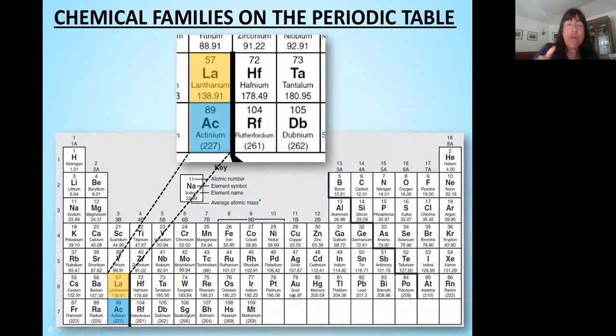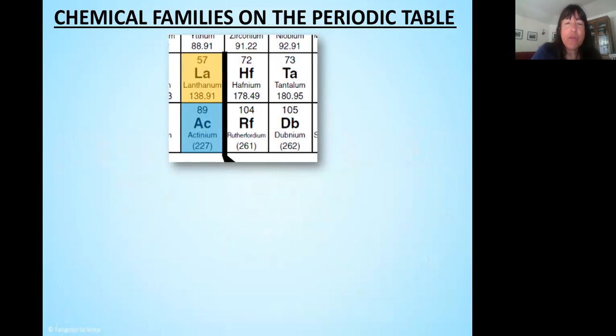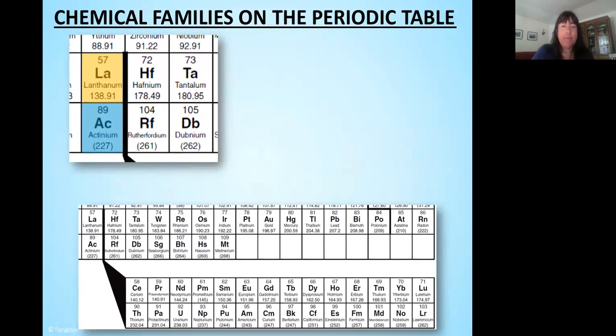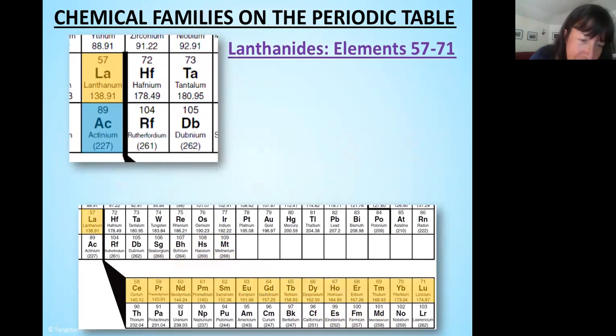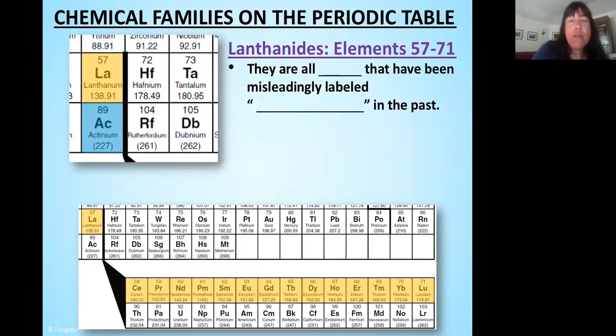All right, the next family groups we're going to talk about, we're talking about vertical families right now, but I want to tell you that right now we're going to talk about these 2 rows that are at the bottom of the periodic table, and we do call them families. The first one that starts with number 57, starts with number 58, they're called the lanthanide elements, and they are all metals, and they've been misleadingly labeled rare earth metals. They're not rare, they're very hard to isolate though.